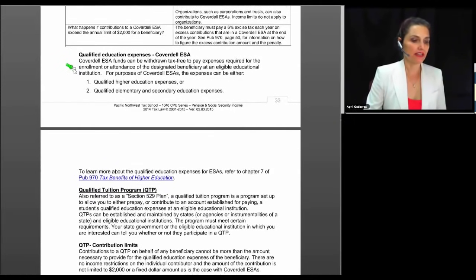So Coverdell ESA funds can be withdrawn tax-free to pay education expenses required for enrollment or attendance of the designated beneficiary at an eligible educational institution. One interesting thing about Coverdell ESAs is that qualifying education expenses can be either qualified higher education expenses or qualified elementary and secondary education expenses.